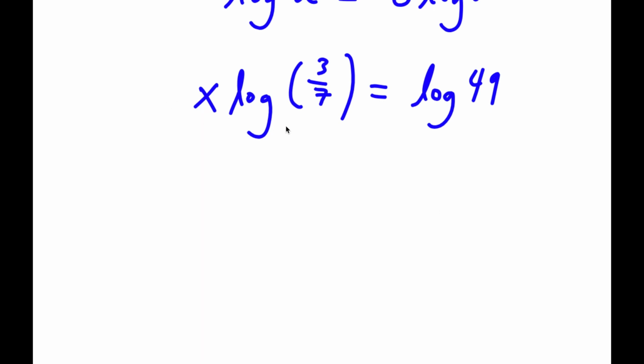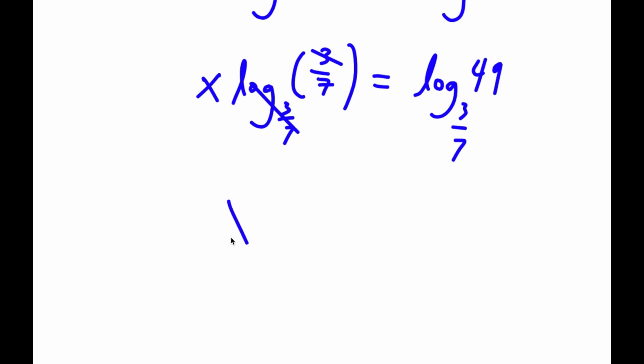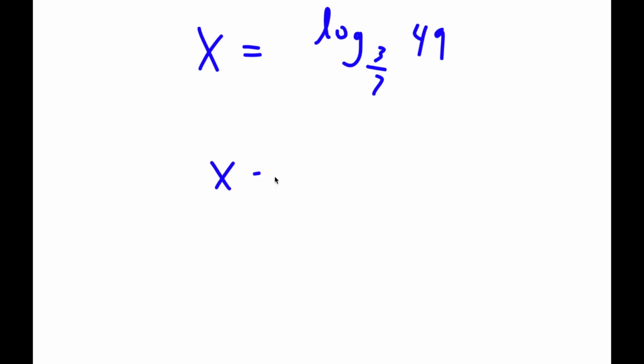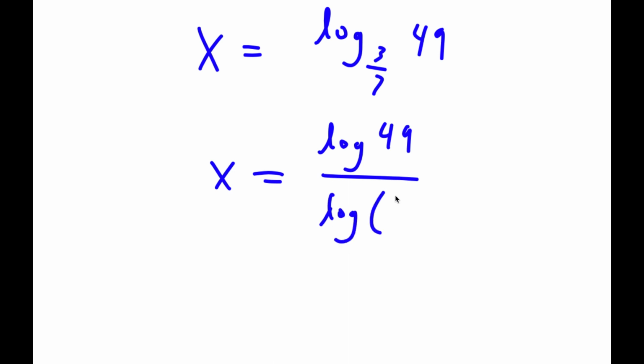And I'm actually going to take log with base of 3 over 7, not just normal log. Sorry about that. So I have log base 3 over 7. And as you can see, these two are simply going to cancel out. So now I have x is equal to log base 3 over 7 of 49. And now this is the same thing as log 49 over log 3 over 7.